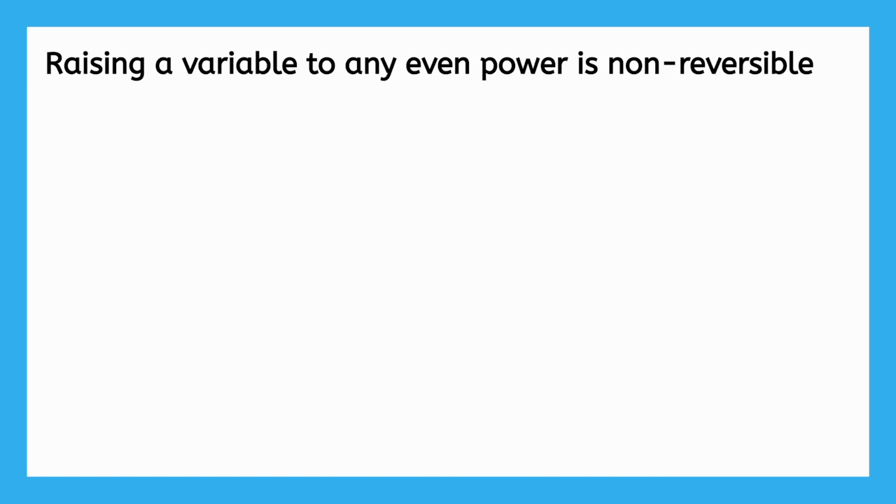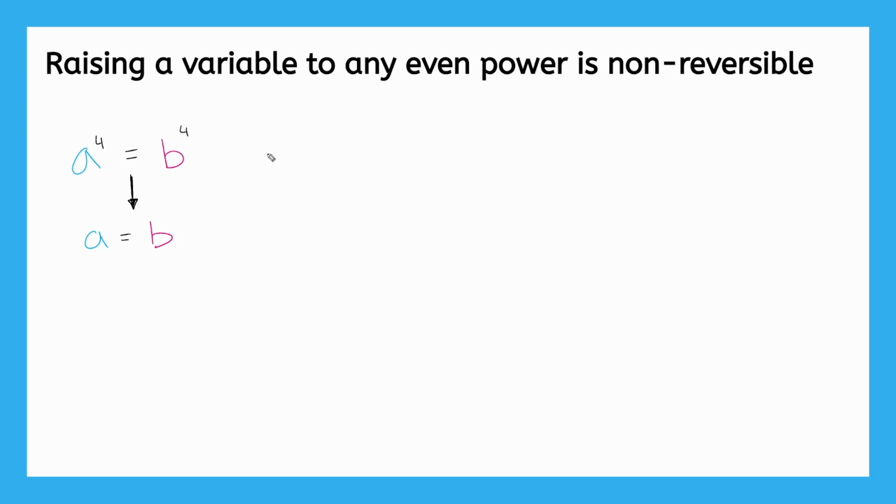So I want to make a quick note here that it's actually not only squaring that ends up being non-reversible. Any even power, raising a number to any even power. So if we have a to the 4th power equal to b to the 4th power, we also cannot say that a is equal to b. This is not always true.